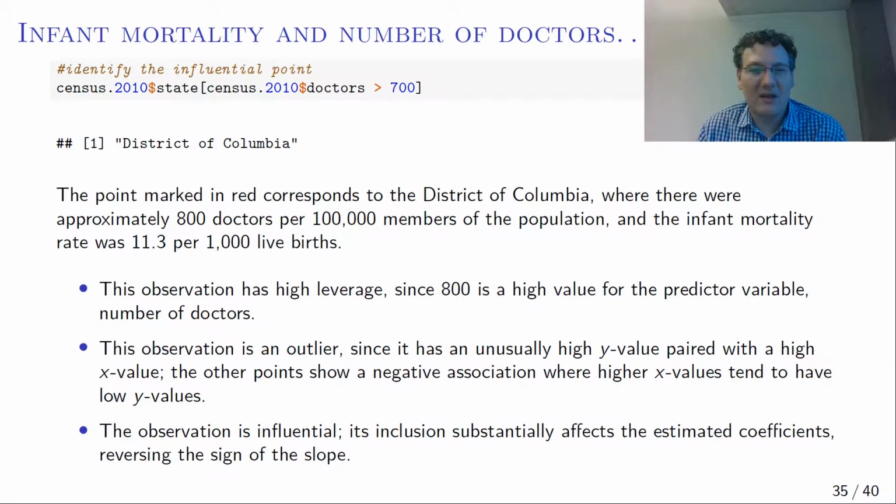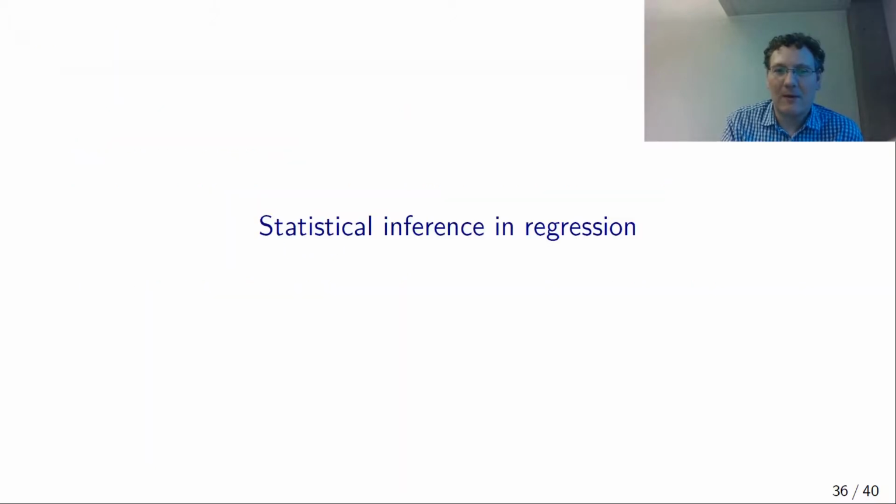So the point marked in red is the District of Columbia, where there were approximately 800 doctors per 100,000 members of the population, and the infant mortality rate was 11.3 per 1,000 live births. Because it's very high leverage, 800 is a very high value for the predictor, and you have the residual being very, very high also, it's extremely influential. The line is very different when that's removed.